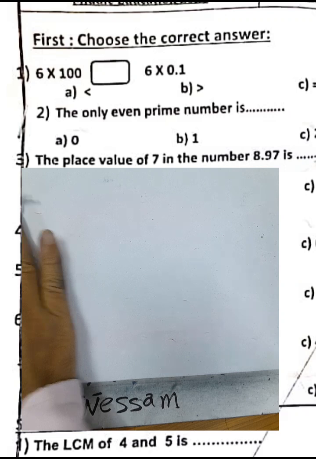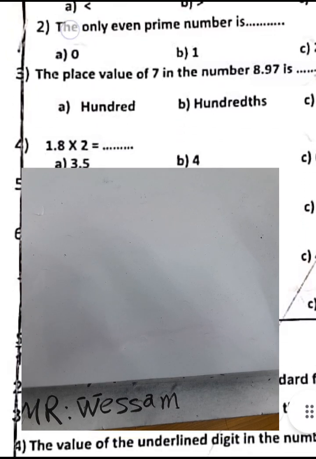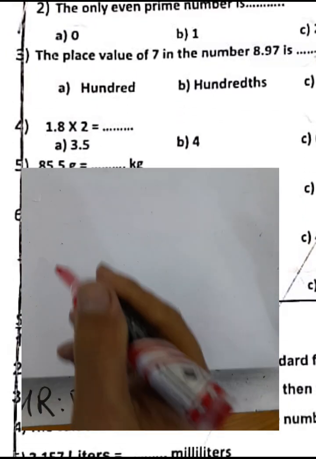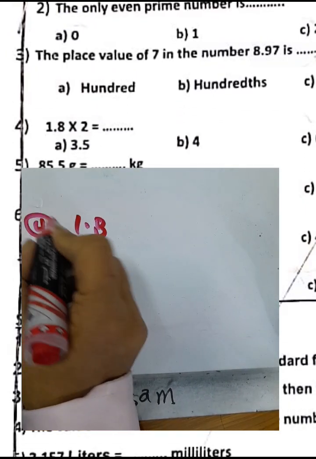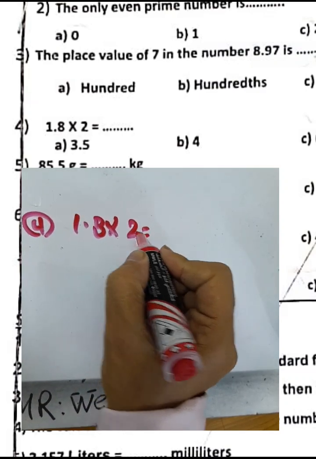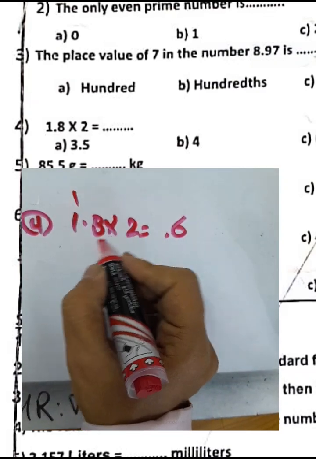Next example. 8 here, 7 here is in the hundredths. Question 4. 1.8 multiplied by 2. 2 times 8 equals 16. 6 and carry 1. 1 times 2 equals 2. 2 plus 1 equals 3.